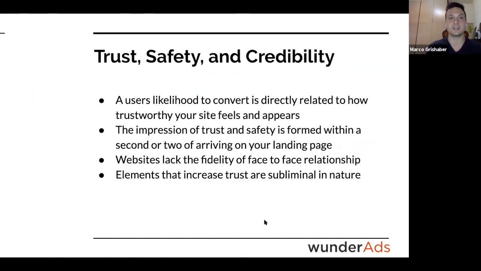But when it comes to trust, it is very tied to the limbic system in the brain. It's anchored in the belief system as well. So people need trust, they need safety, especially because people cannot interact with you from person to person. A user's likelihood to convert is directly related to how trustworthy your site feels and appears, so it's your job to take care of that. The impression of trust and safety is formed within a second or two of arriving on a landing page. It happens really fast, and a lot of it happens subconsciously. As I just said, websites lack the fidelity of face-to-face relationships, so you need to make everything sure. Later, I will dig into how to establish trust and make them feel secure with elements that can do so.